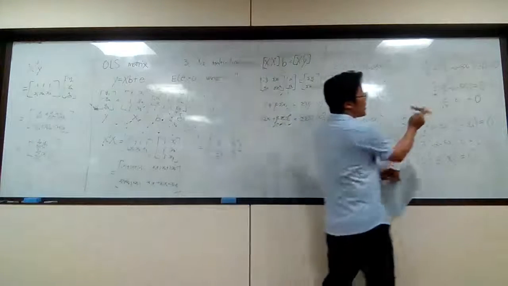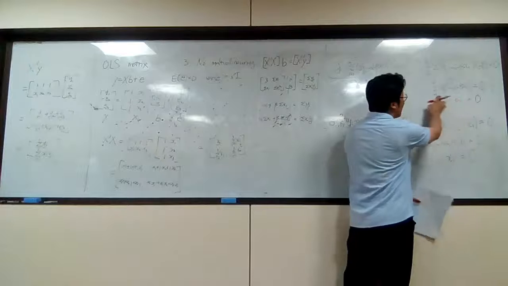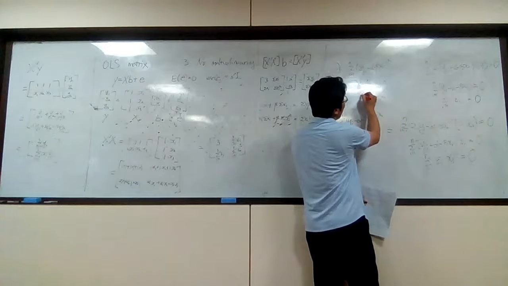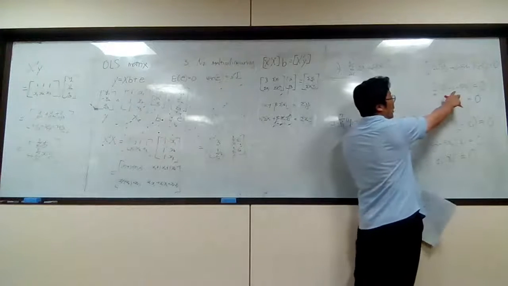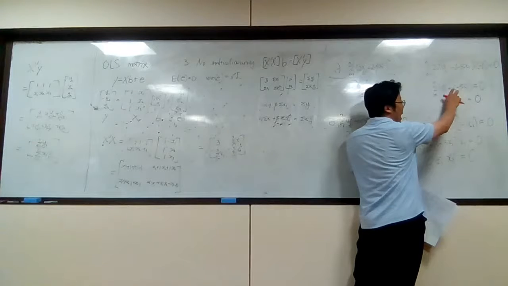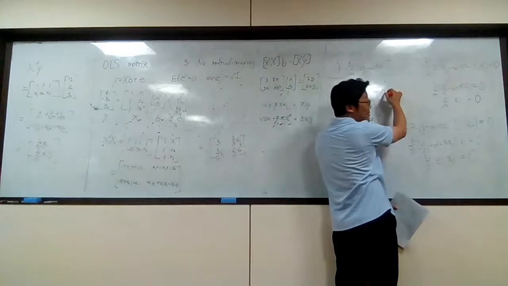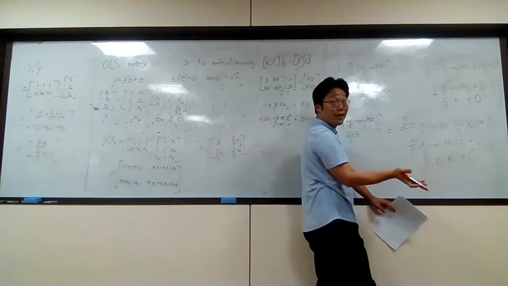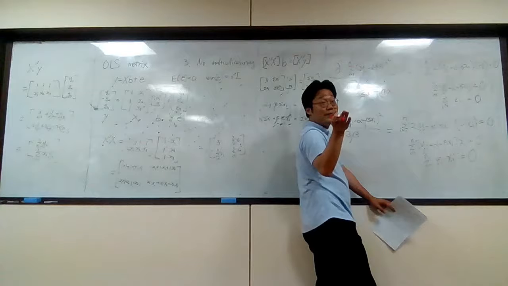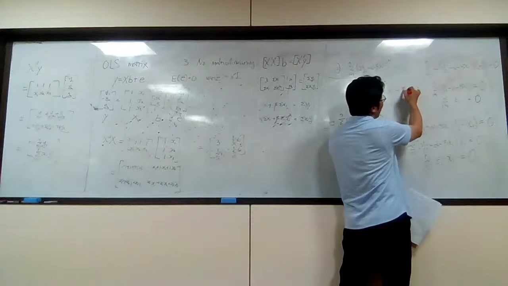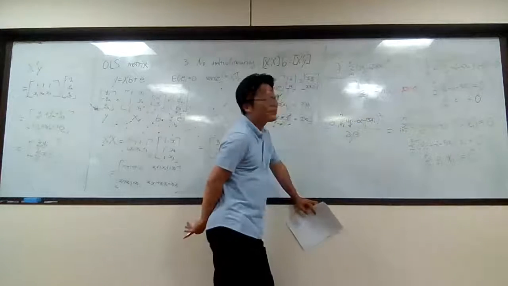Then this kind of summation part, you can distribute it. Then this one can be written as summation i equal 1 to n yi minus, if you sum alpha n times, this one becomes n times alpha. If you add up alpha 3 times, that becomes 3 alpha. Minus beta times summation xi equals 0.